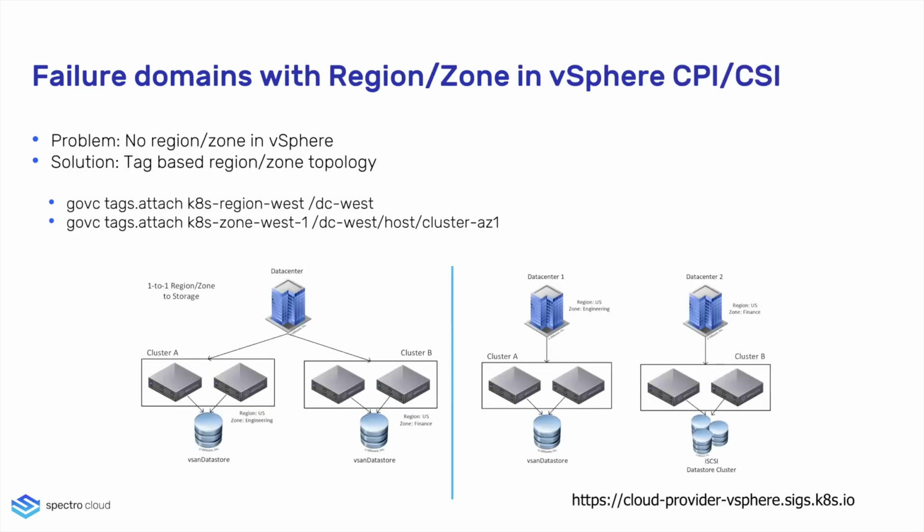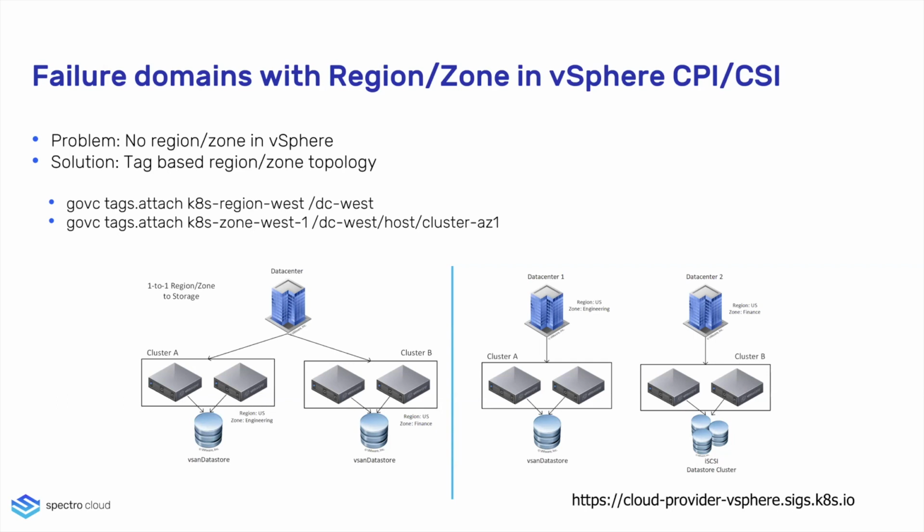So now let's look at the first challenge in detail, the region and the zone. To match what Kubernetes expects for fault domains, vSphere introduced the region and zone concept for its cloud provider and container storage plugin, which is the CPI and CSI. The way it does is the vSphere admin can tag the infrastructure with the region and zone tags. Then the tag category information will be configured into the CPI and the CSI.